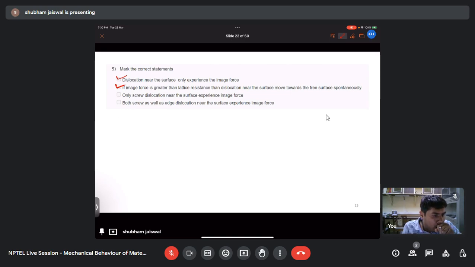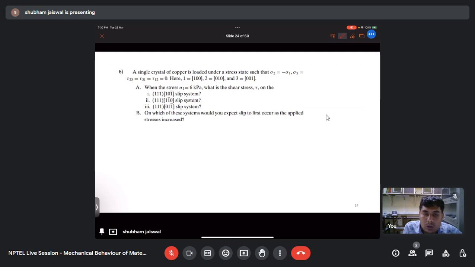Sorry, guys. Now they have said only a screw dislocation near the surface experiences image force. So this is not true. It can be either screw or edge. Both will experience the image force near the surface. So this option is not correct. And this final one will be correct, because both the screw as well as the edge dislocation near the surface experience image force. Okay, so moving towards the next question.